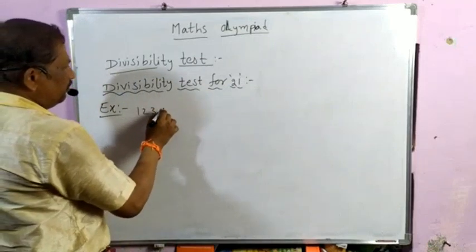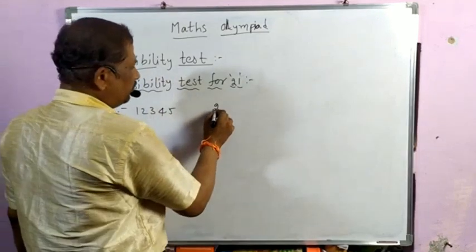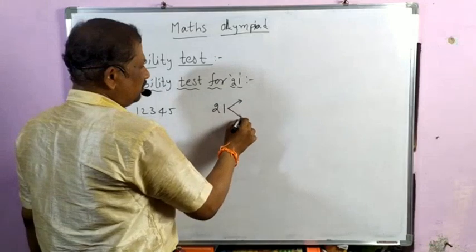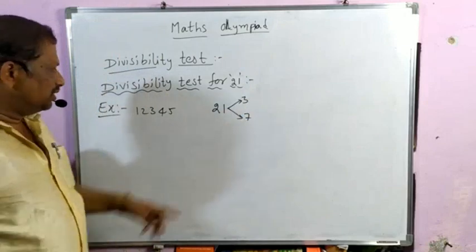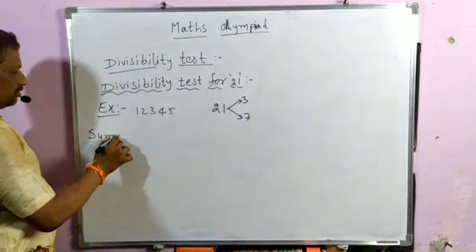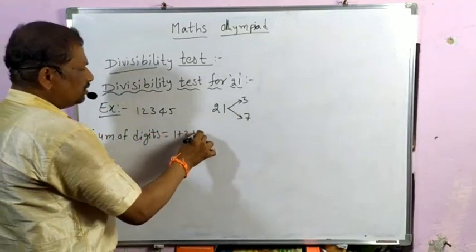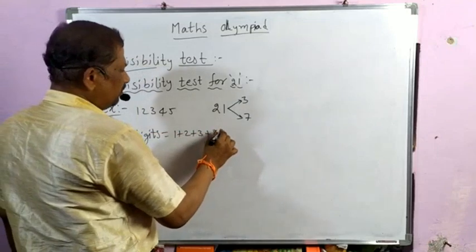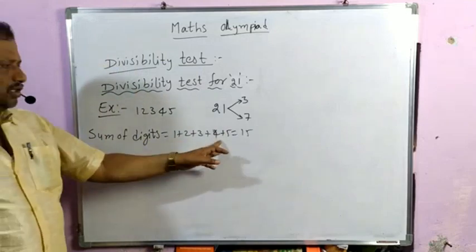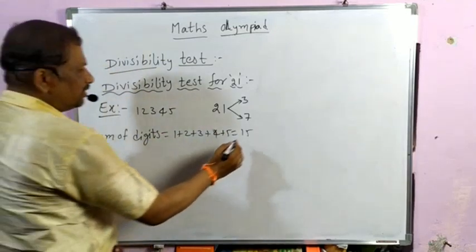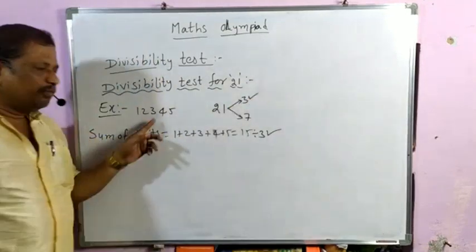So 1, 2, 3, 4, 5. Okay. So check this one. So factors of 21: 3 7s are 21. Let us check the divisibility test for 3. Sum of the digits you have to take. That is equal to 1 plus 2 plus 3 plus 4 plus 5. You already know this one. 15 you will get. Is 15 divisible by 3? Yes, it is divisible by 3.